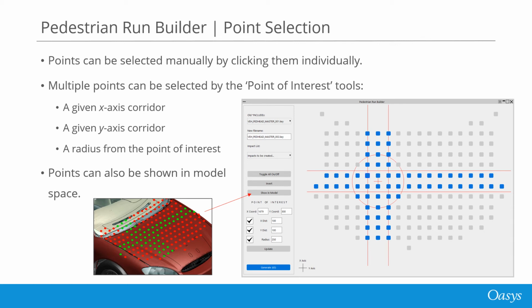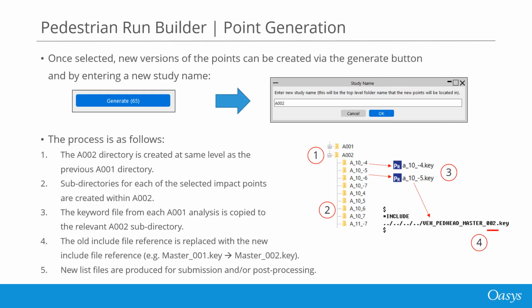Sometimes it's useful to see where these lie in the context of your model. So for that, we have a Show in Model button, which will highlight in graphics space those impact points, where green are points that are being reproduced and red are points that are being ignored. Once you're happy with your selection of new impact points, you can create them by clicking the Generate button.